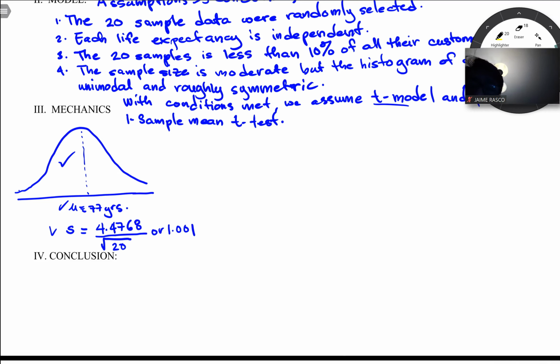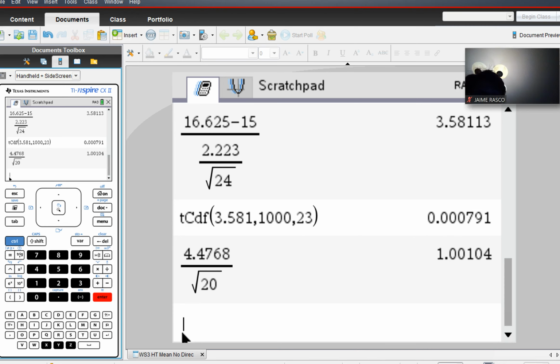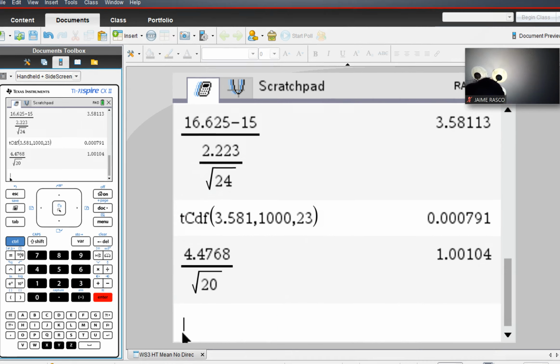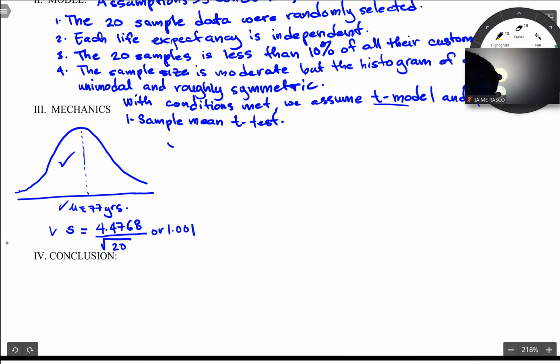Next is the data value. Our data value, our x bar, is 78.6 years. And so, okay, data value. Next we can compute, again, our degree of freedom, which is 20 minus 1, or 19, and so we can solve for the t-score now.